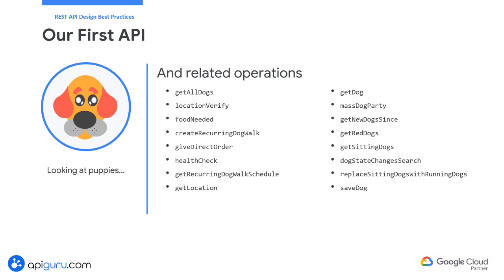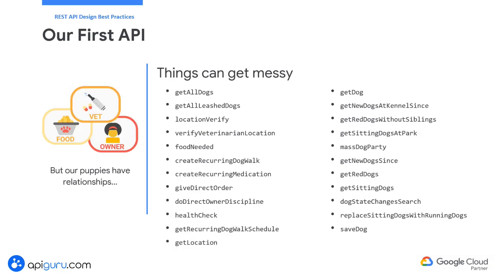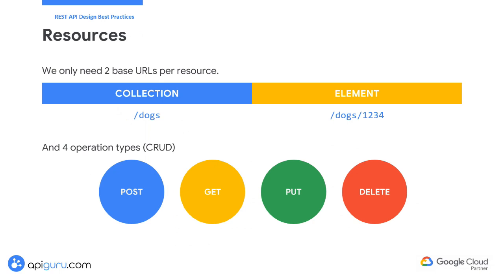An API like the Dog API can support numerous operations, and even more so when you factor in the relationships. Without a consistent and robust resource naming strategy, the API can quickly become disorganized and difficult to manage. In REST, the primary data representation is called a resource. Each resource is identified by a unique URI, which distinguishes it from all other resources. Establishing a consistent naming strategy for your REST resources is one of the best design decisions you can make for long-term success. Generally, you only need 2 base URLs per resource and 4 operation types.